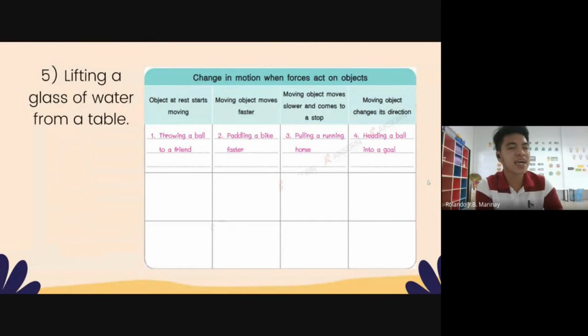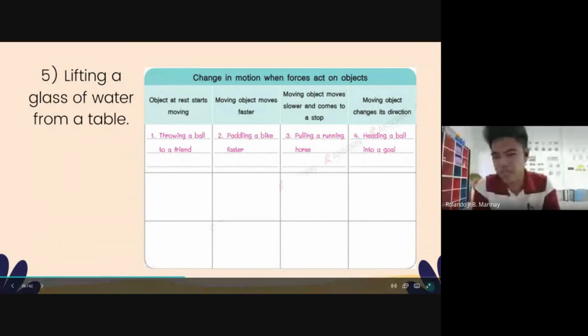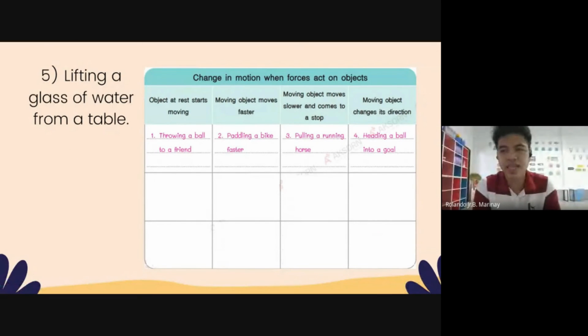Number 5, lifting a glass of water from a table. So is it an object at rest starts moving? Is it moving objects move faster? Is it moving objects move slower and comes to a stop, or moving object changes its direction? So what happened when we lift a glass of water from a table? Anybody? Naman 15, what happened when we lift a glass of water from a table? Earth, is it A, B, C, or D?